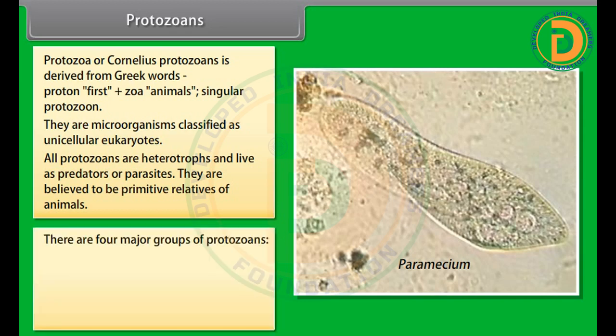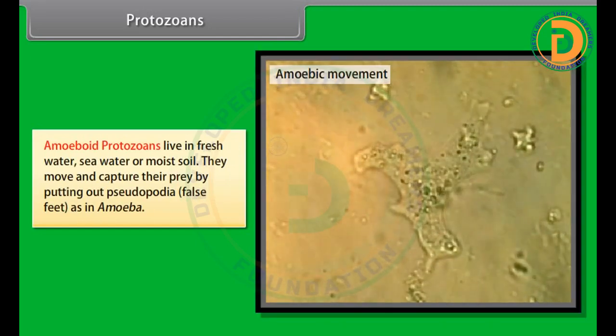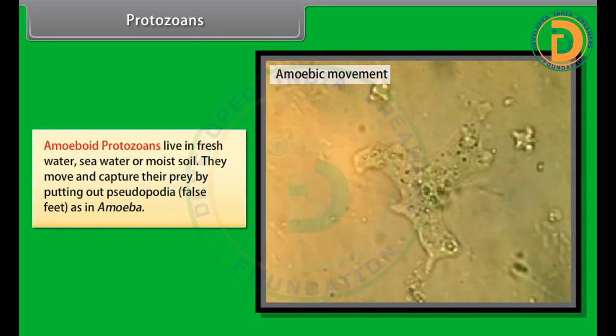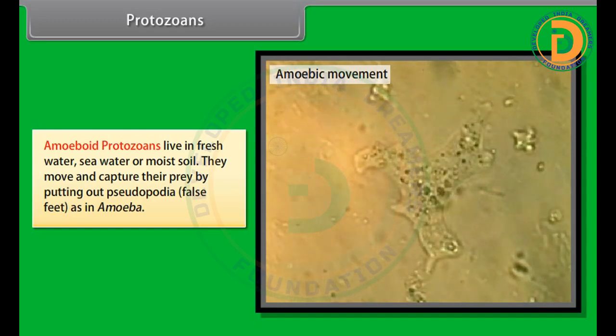There are four major groups of protozoans: amoeboid, marine, flagellated, and ciliated. Amoeboid protozoans live in fresh water, seawater, or moist soil. They move and capture their prey by putting out pseudopodia, false feet, as in amoeba.